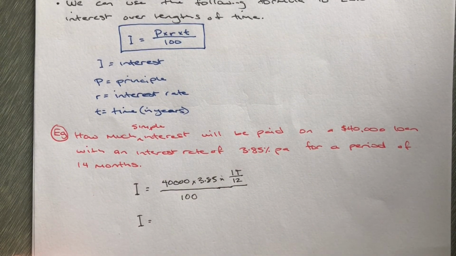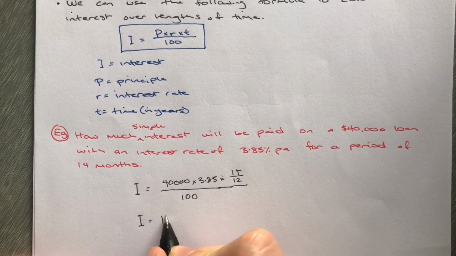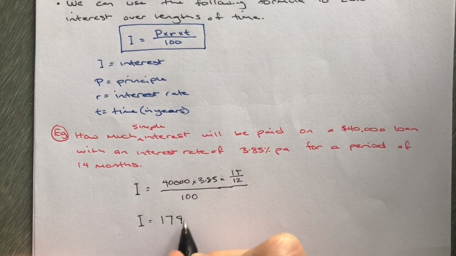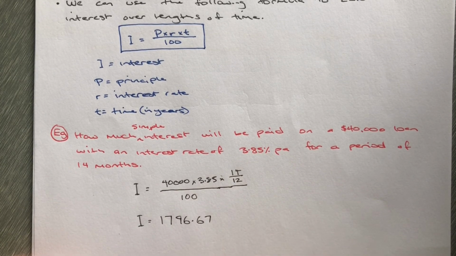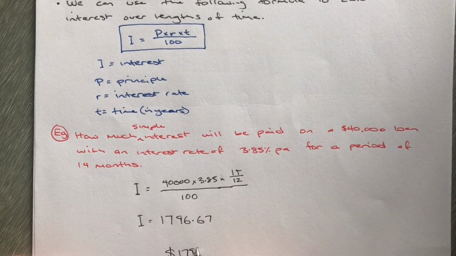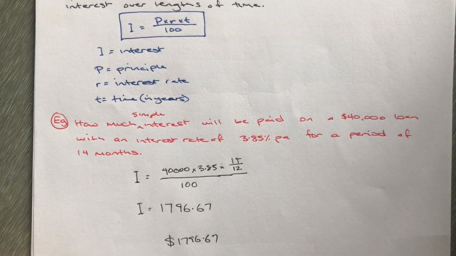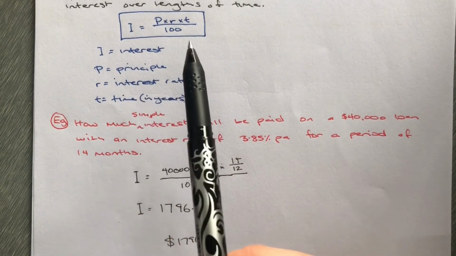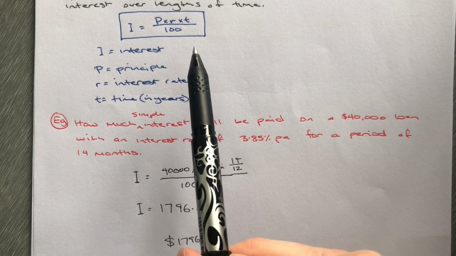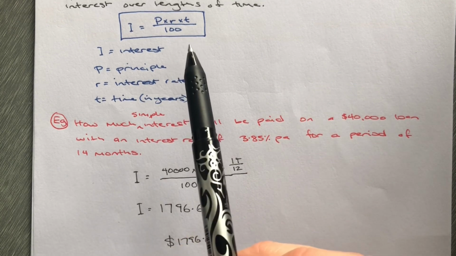So the answer for this one would be $1,796.67. Now we should really give our answer a unit of measurement. I haven't put dollars here, so you really should show that it's dollars. There we go. So it's a matter of plugging values that you're told in the question into this formula. This formula is super, super important. You're going to keep on using it, so make sure you've got it ready to go in your notes.